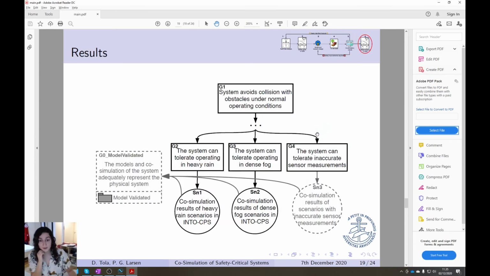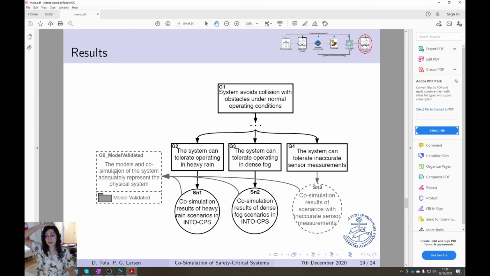Yes, so the results that we got were that we could successfully simulate the dense fog and rain scenarios where the system performed a safety stop, but when we simulated inaccurate sensor measurements, the system didn't perform a safety stop, and that just means that we need to go back and make some safety improvements to our safety supervisory controller.